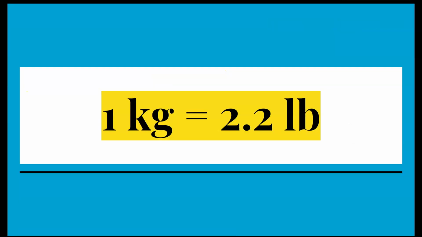Right, 1 kilogram is 2.2 pounds. If you take this decimal point and move it over 1, that means that you've multiplied by 10. So that means that you can take this here, move it over 1, and that's 10. So 10 kilograms is 22 pounds.